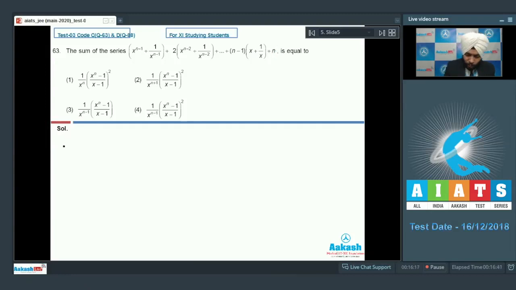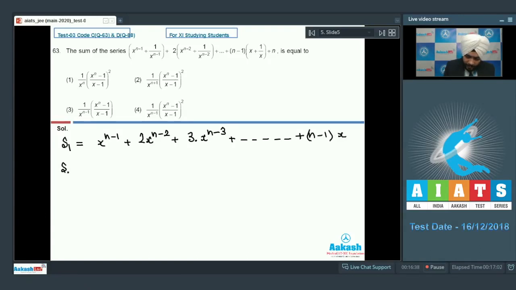We are going to deal with this as two series. S1, the series is x raised to power n minus 1 plus 2 into x raised to power n minus 2 plus 3 into x raised to power n minus 3, and so on till (n minus 1) into x.